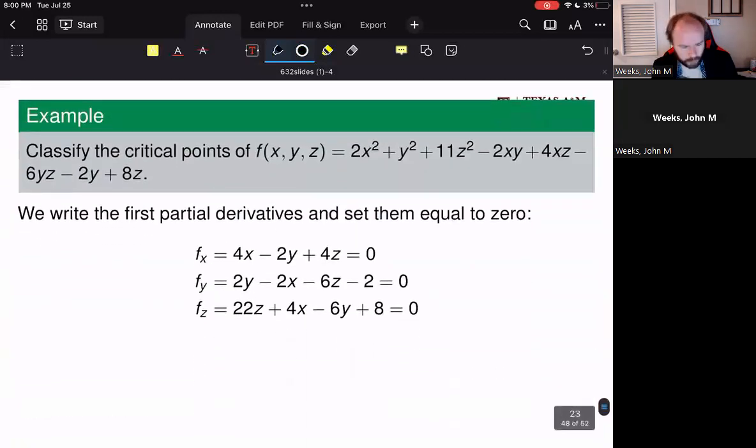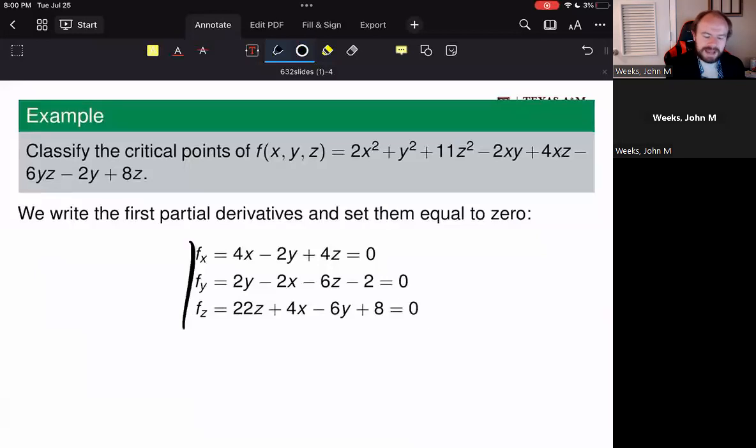Let's go ahead and do one more example here to classify critical points for 2x squared plus y squared plus 11z squared minus 2xy plus 4xz minus 6yz minus 2y plus 8z. Woo! Okay. Notice in particular, we did not deal with this in some Calc 3 courses because this is a function of 3 variables, f of x, y, z. But now we can classify this thanks to how powerful quadratic forms end up being.